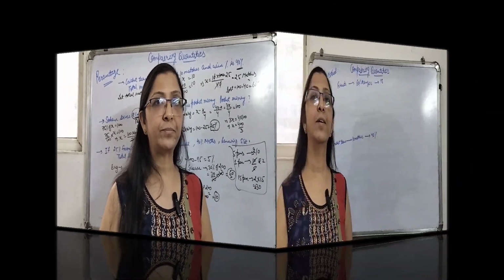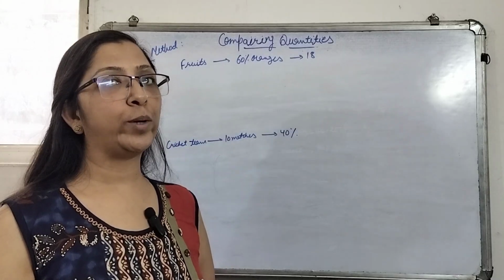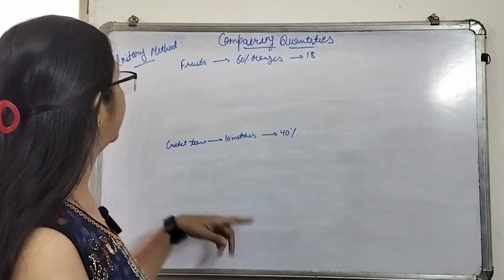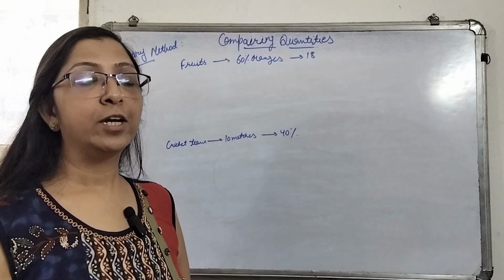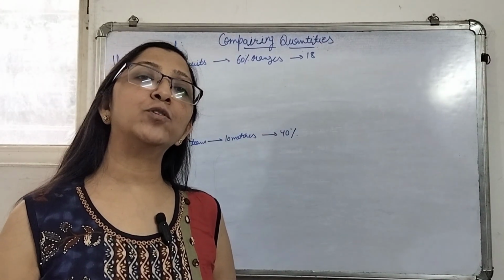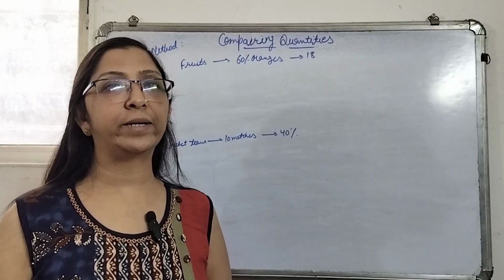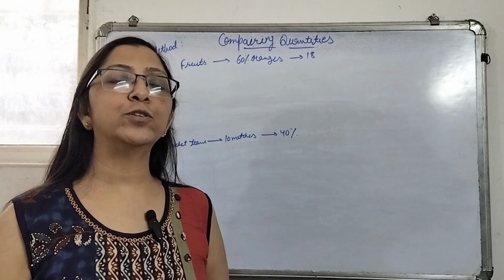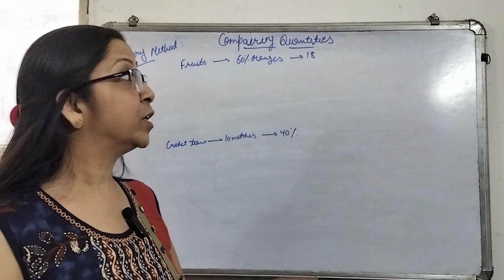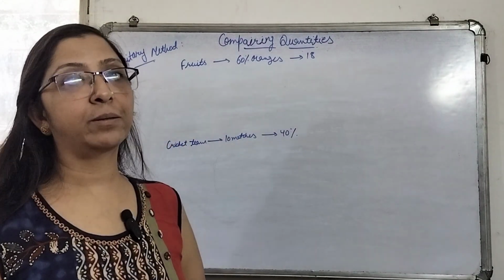Let's see how we can solve the questions which we have just now solved using percentage, using the unitary method. What we have just discussed is that the unitary method is the method in which first we find the value for the unit quantity, and once we have that, we find the value for the required quantity. This method is known as the unitary method.